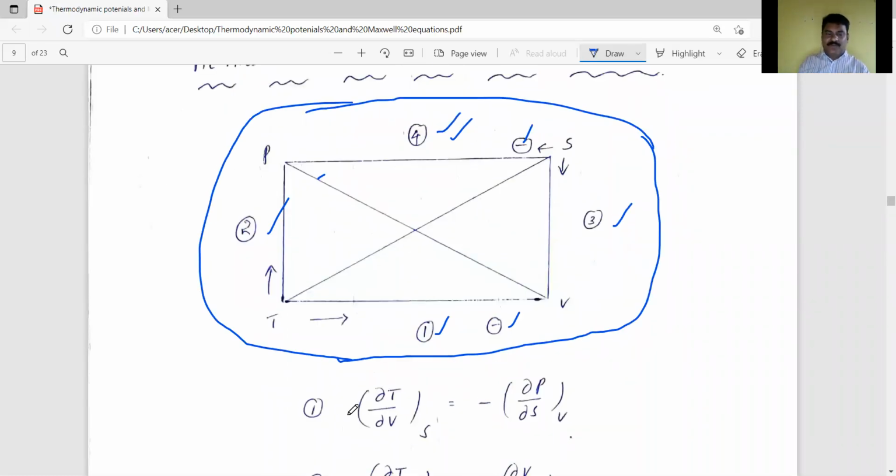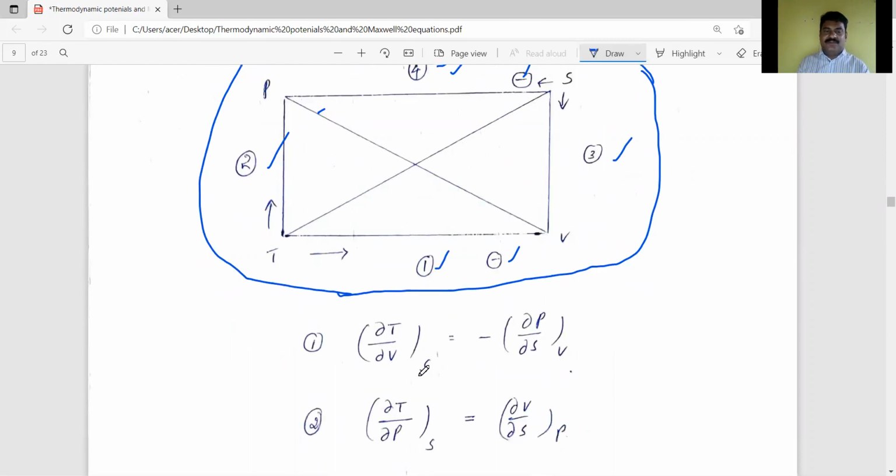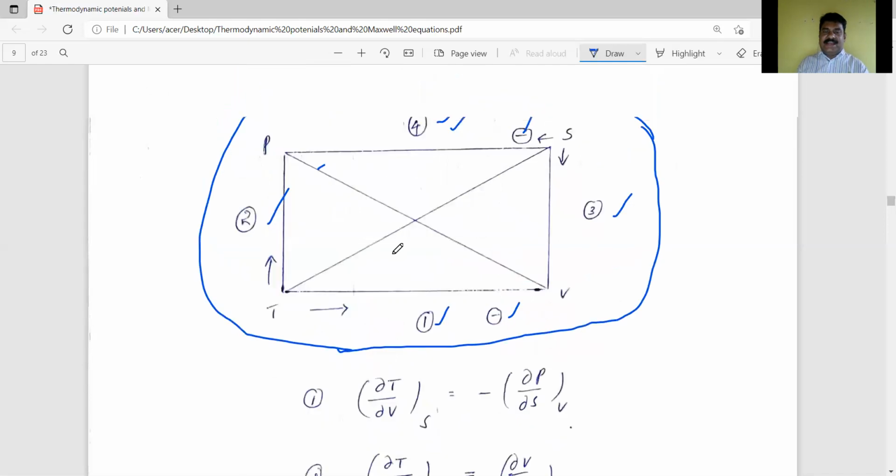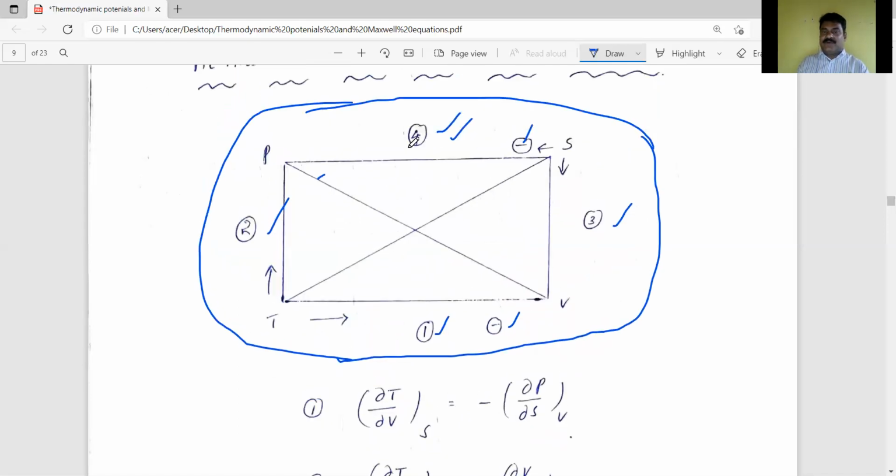You see, in order to write the number 1 Maxwell equation, go to the number 1 side. Here we have the number 1 side. Now I can explain how to write the Maxwell's equations by using this figure. You see, ∂T/∂V. What is the diagonal letter to T? Yes. So ∂T/∂V at constant S equals, you write exactly the same direction with the number 4 side.